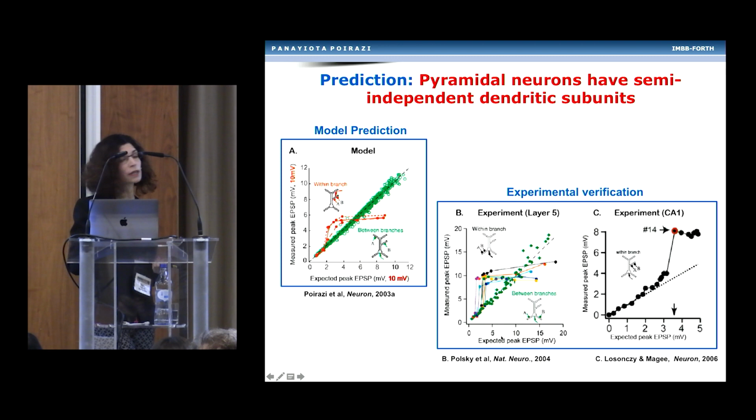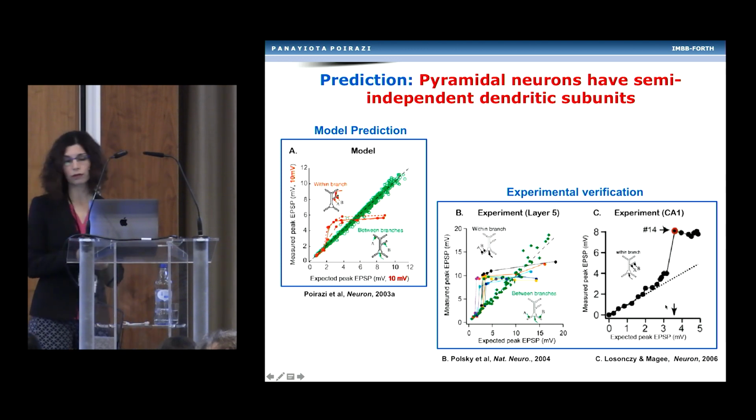Within the branch, you get a sigmoidal integration. Across branches, you get a linear summation. And a few years later, in the lab of Jeff McGee, for the same neurons that we used the model for, so the same CA1 pyramidal neurons. So this is another contribution of the modeling work.